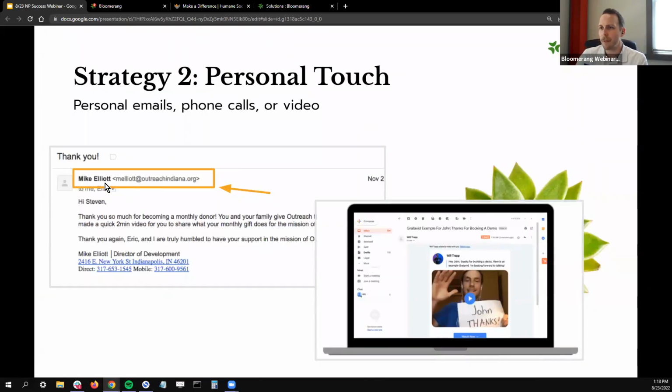This is a local nonprofit here in Indianapolis called Outreach Indy, and here's an example of an email they sent. This is from one of the executive directors, Mike. He reached out with just a personal email. So it doesn't have to be a mass email. If you have the time and the bandwidth to task some of your team to send those personal emails, maybe it's above a certain threshold, or maybe it's just your monthly donors.